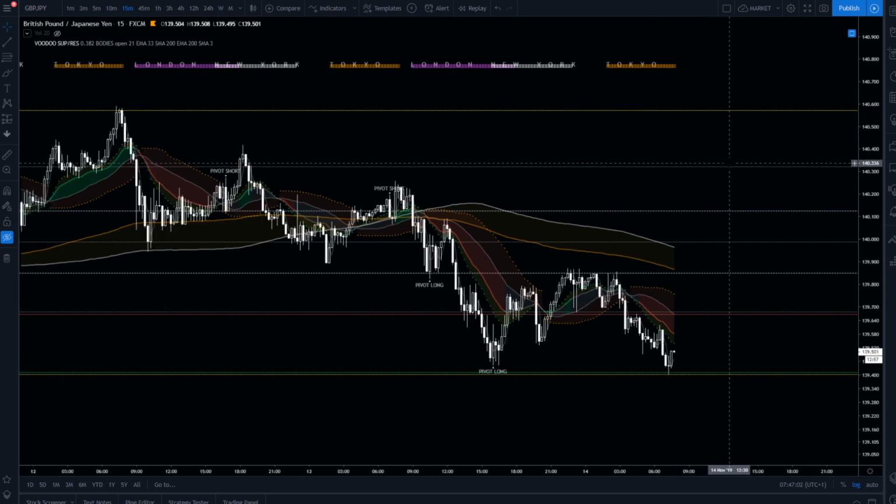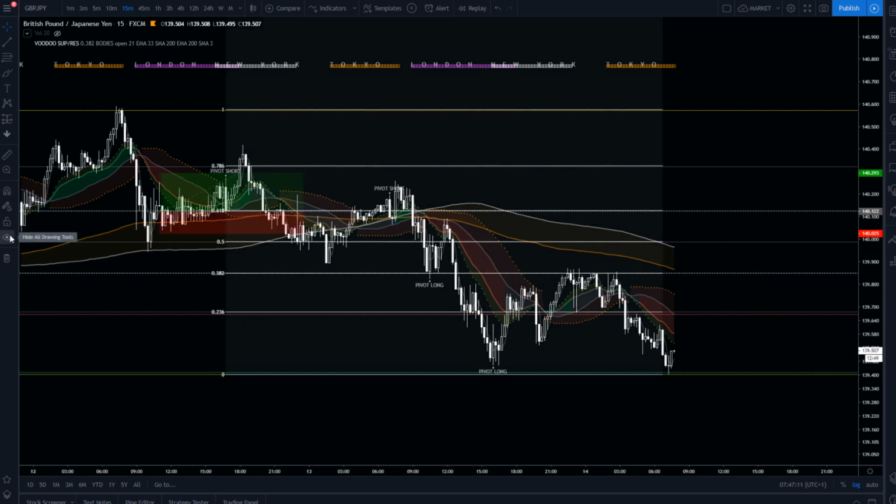Next, those are those thinner gray lines. Those are Voodoo extensions of the main trading range. And as you can see, those thicker ones are 0.382 and 0.618 Fibonacci extensions. Those are main lines to follow.